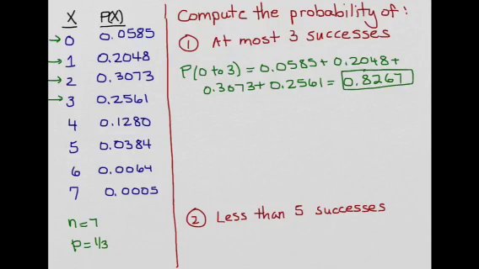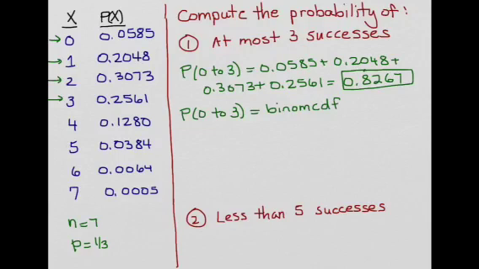Now that's one way to approach this, but what you'll see later on is that you may have as many as 200 or 500 trials. And in a case like that, it's simply not practical to list all the different probabilities and then add up however many you're talking about. So an approach that would work in general would be to say we're calculating the probability of 0 to 3 successes. So now we can use the binomial CDF function in your calculator.